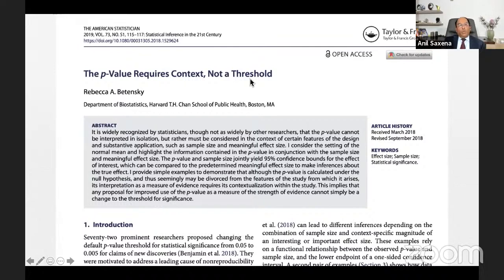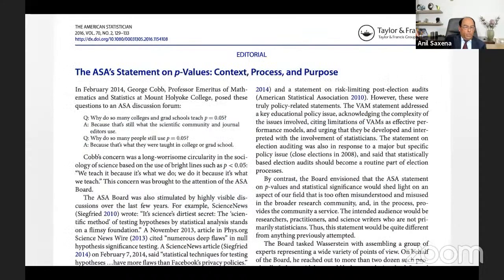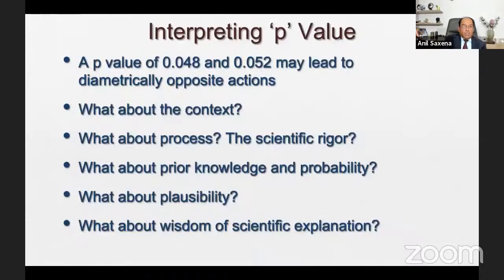We should look at the context, why the trial was done. And we don't want a threshold of probability, because as I said, we should know the purpose of the trial, the process of the trial, the context of the trial, because a value of 0.048 and a 0.052 may lead to diametrically opposite actions with very little difference in the probability. For example, today we are dealing with COVID. Now, for any antiviral drug we want, we won't mind even if it gives this p-value, because the difference between 0.048 and 0.052 is very, very small.